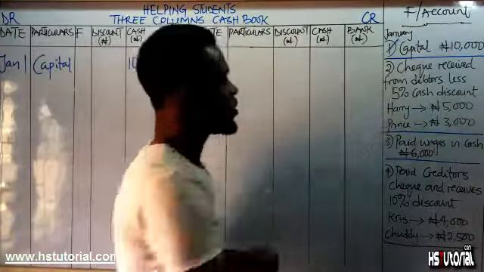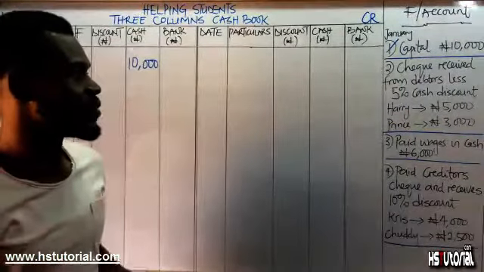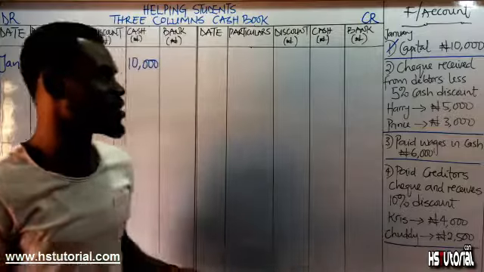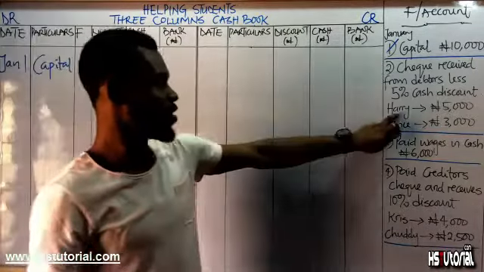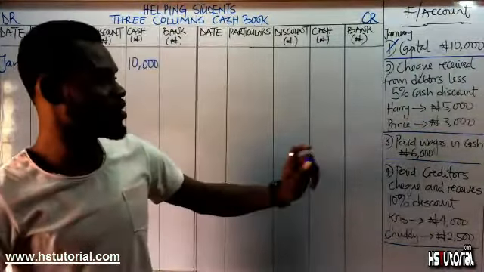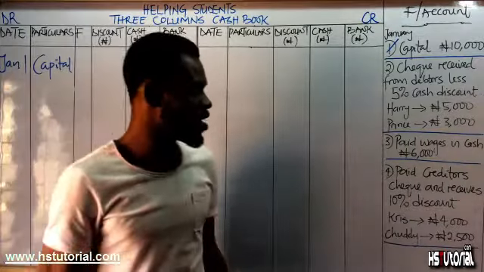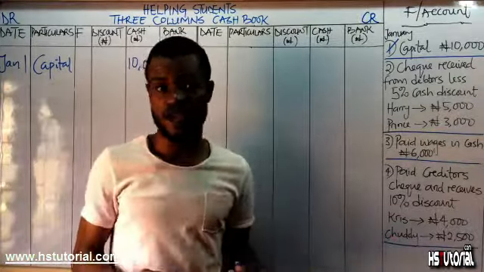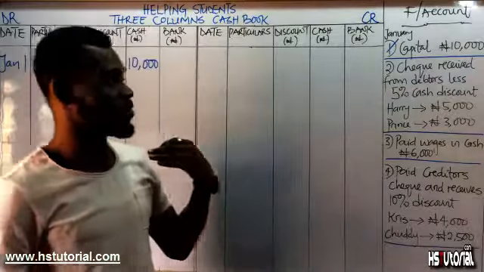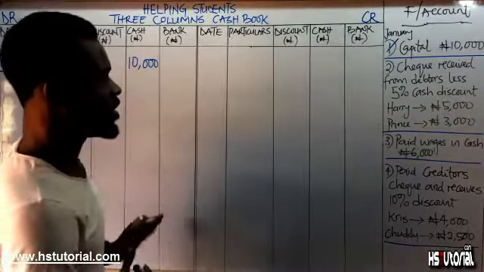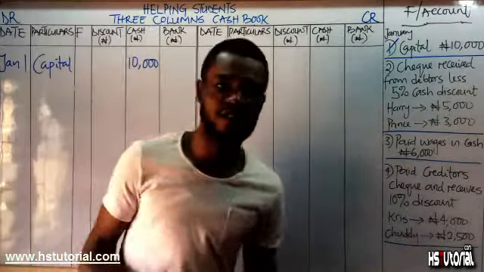So we move to the next question. The next one says, cheque received from debtors, less 5% discount. Now we have Harry, 5,000, and we have Prince, 3,000. Cheque received. You received the cheque, right? So it means this money came into your account and it will be recorded on the debit side. So how do we solve for this discount?